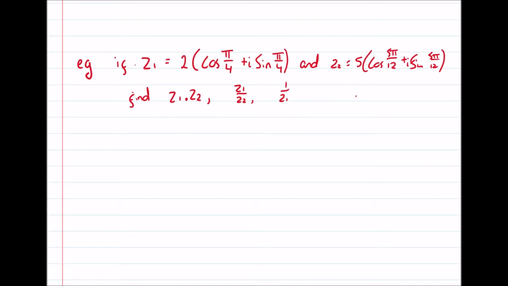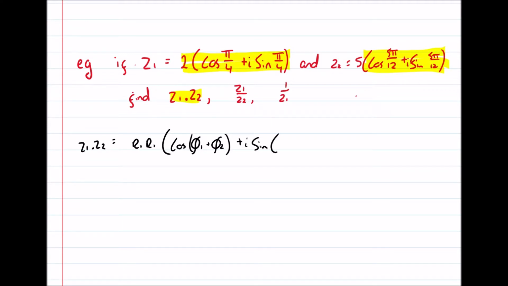So if Z1 is that, and if Z2 is that, find Z1 multiplied by Z2. Okay. Well, first of all, we can say Z1 multiplied by Z2 equals the radius of Z1 times the radius of Z2, multiplied by cos (theta 1 plus theta 2) plus I sin (theta 1 plus theta 2), and square brackets just to make it better.